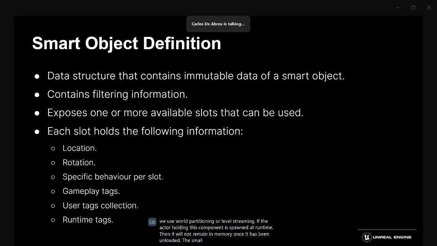The smart object definition is a data structure that contains immutable data that is shared between multiple instances of that smart object. This definition stores filtering information such as user-required tags, descriptive tags, and the default set of behaviors to execute on interaction. It also exposes one or more available slots that can be used by our AI agents or players. Each of these slots contain the following information: the location of that slot and the rotation of that slot, which is always relative to the parent anchor.